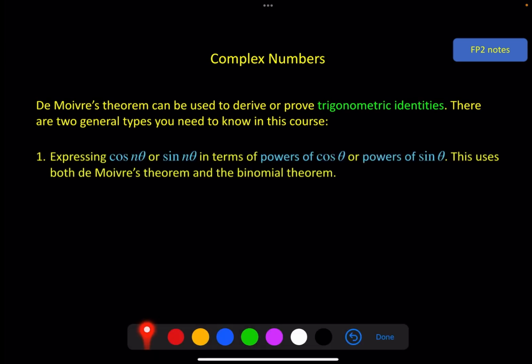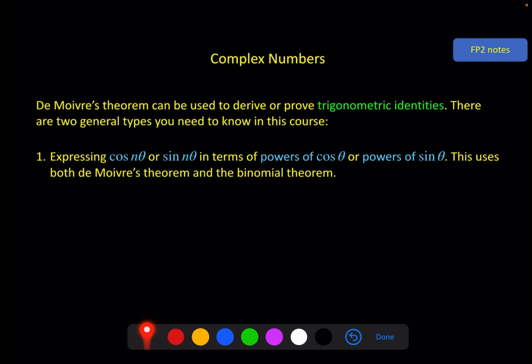The first one is expressing cos n theta or sine n theta, where n of course is just going to be a number depending on the question, in terms of powers of cos theta or powers of sine theta. And this uses both de Moivre's theorem and the binomial theorem, hence the starter question to review this.